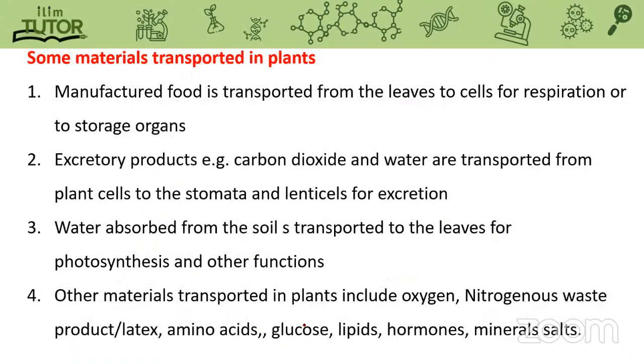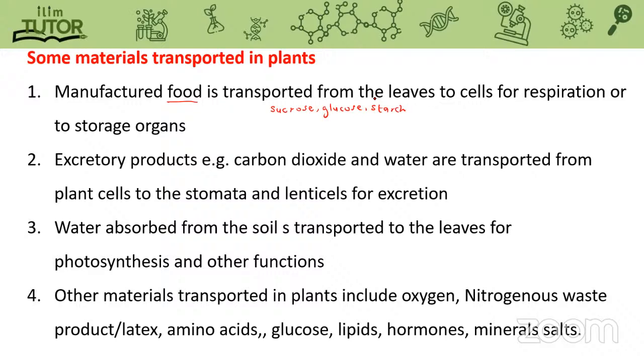Now let's look again at some of the materials that are transported in plants. We have food, manufactured food that is. In terms of manufactured food, we could be talking about sucrose, glucose or even starch. Depending on what the plant wants to achieve, these things are moved from where they are produced or where they are stored to where they are going to be utilized.